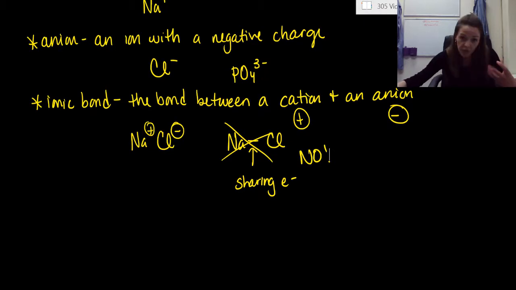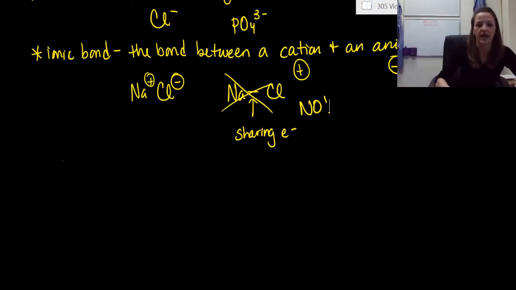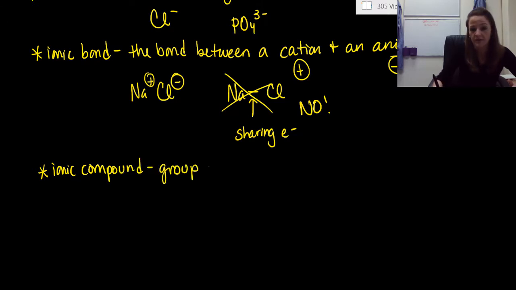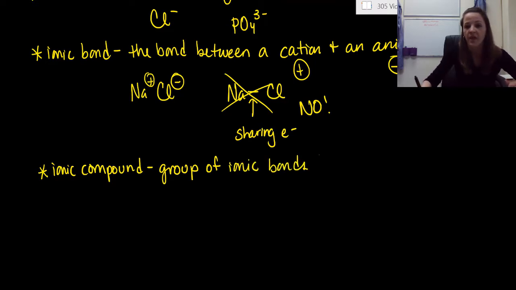Now, in honesty, out in nature, when we look at an ionic compound, it's actually not just one sodium and one chlorine. It forms a big cage, which is called a lattice. So by definition, we would say an ionic compound is a group of ionic bonds. That's usually the part people forget. It's a group of ionic bonds that form a three-dimensional structure, or a 3D structure.